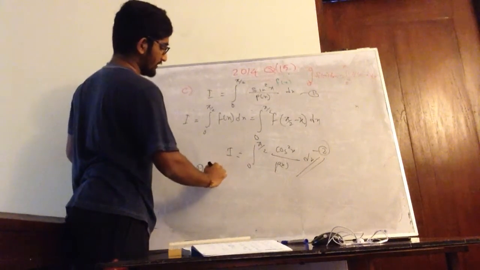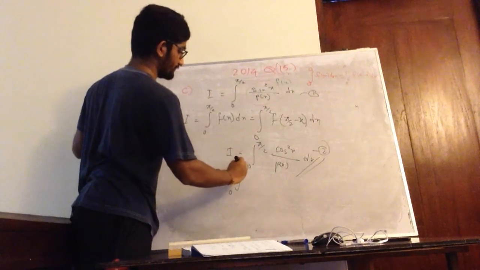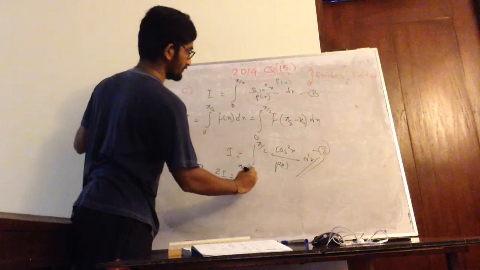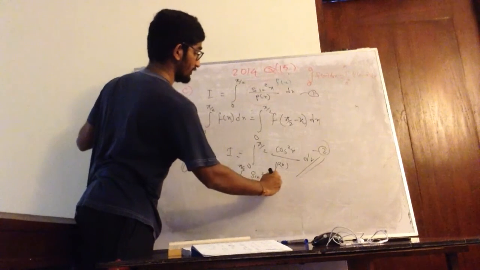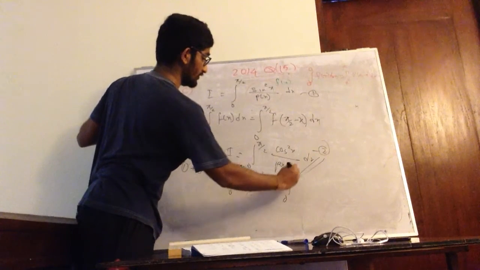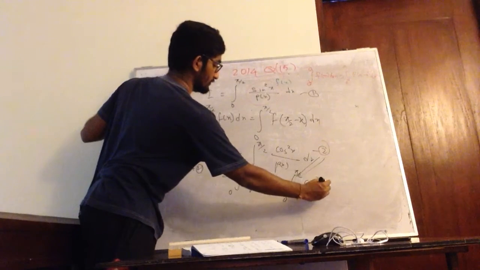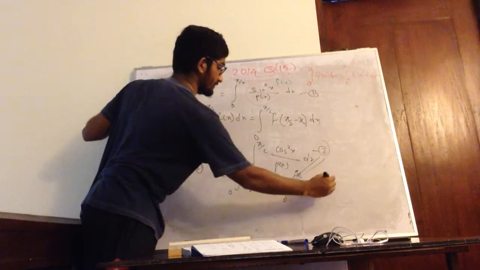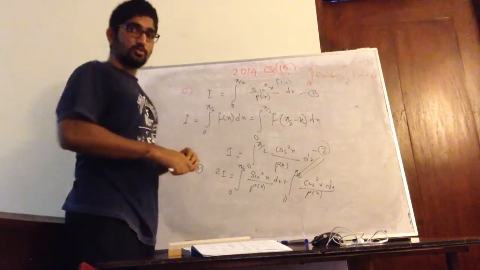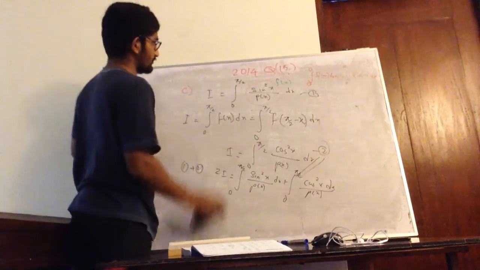That means I plus I is going to be 2I. Then these will be added up: sin square x P(x) dx plus the integral from 0 to 5 over 2 of cos square x P(x) dx. Right, so we come up to here.